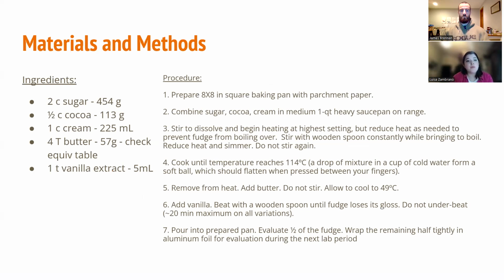So for our materials and methods, there were actually four versions of the fudge using different ingredients to see how each of the ingredients affected the texture and the crystalline structure, and also at a higher temperature and at a lower temperature. So our main recipe was a simple fudge recipe: 2 cups of sugar, half a cup of cocoa, 1 cup of cream, 4 tablespoons of butter, and 1 teaspoon of vanilla extract.